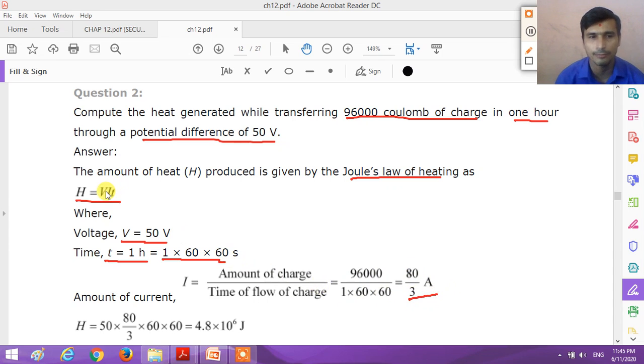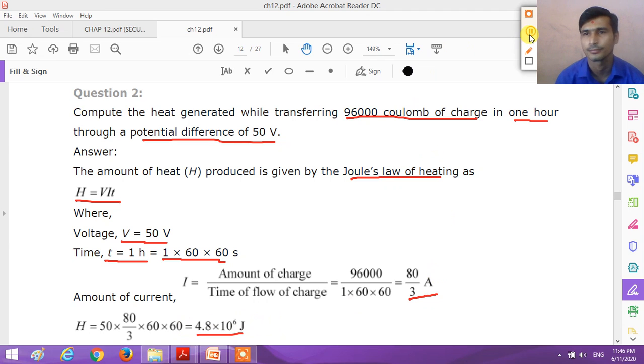So put in the formula, heat energy generated H is equal to V I into T. V is given to you, 50, I we obtained as 80 by 3, and time T is given to you, 60 into 60. If you calculate, we get the answer 48 lakh joule. Instead of 48 lakh, we can write 4.8 into 10 raised to 6 joule, or we can write 48 lakh joule.